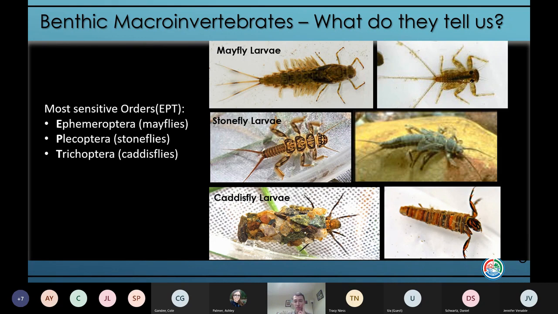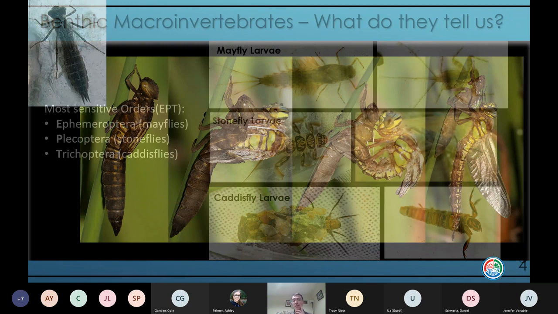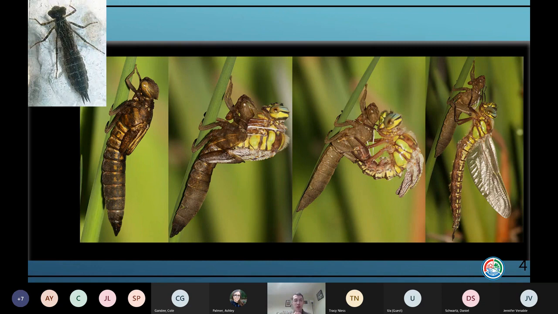A lot of these insects also go through metamorphosis. They live their larval phase in the water. This is an example of a dragonfly larva, and a lot of people don't know that dragonflies actually come from the water. They go through metamorphosis just like a caterpillar into a butterfly. They spend sometimes years in the water, and then when they're ready to pupate and turn into a dragonfly, they crawl out onto a piece of grass or a stick or a cattail. Their skin hardens around them and they transform into an adult dragonfly, and then they fly away.